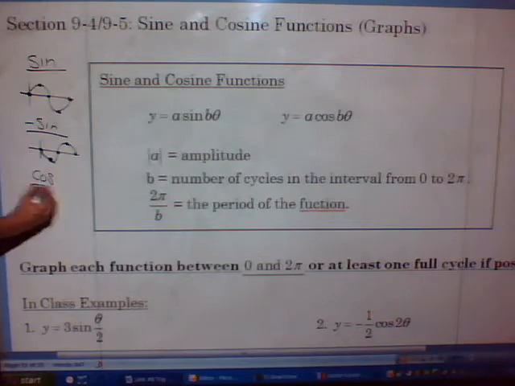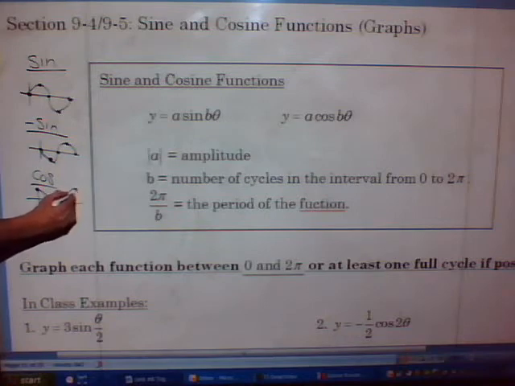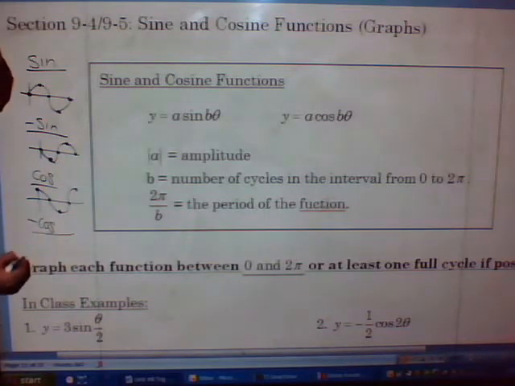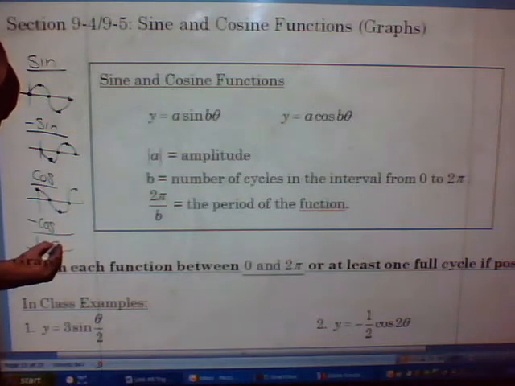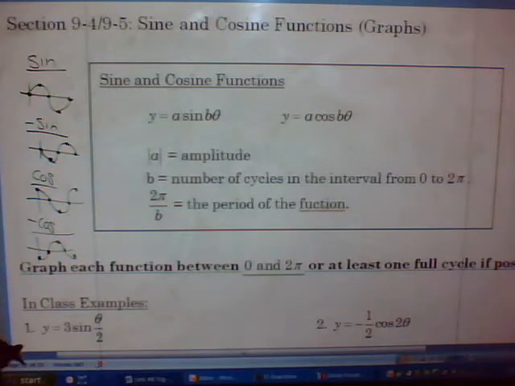Positive cosine started at positive 1, went to 0, went to negative 1, went to 0, went back to positive 1. Okay? And negative cosine started at negative 1, went to 0, went to positive 1, went to 0, went to negative 1. Okay? So you need to know what these variations are so that you can sketch the graphs. Okay? So that's the first goal, is to identify that.